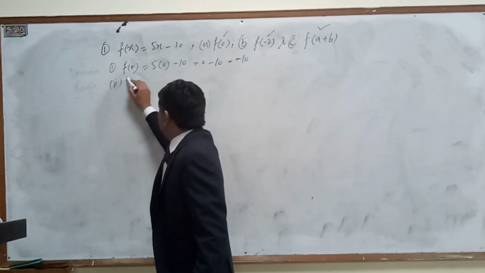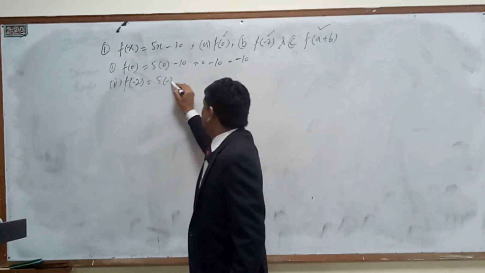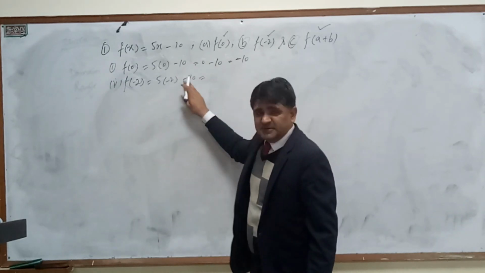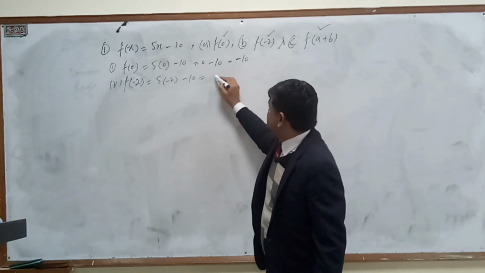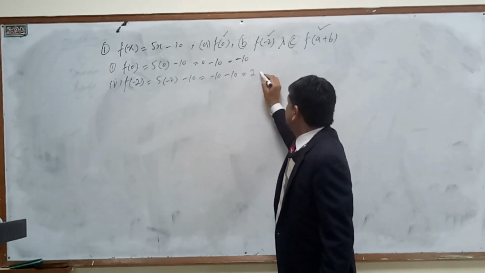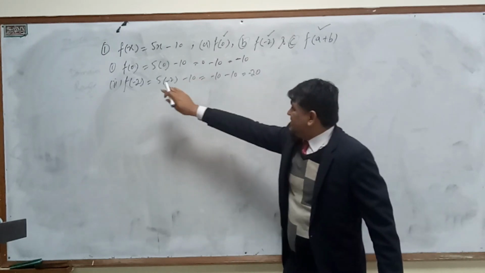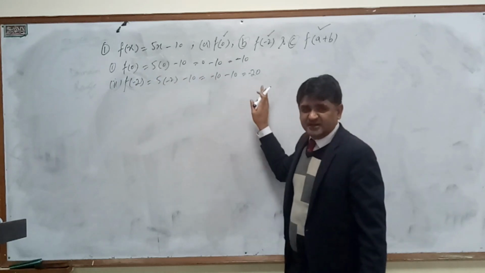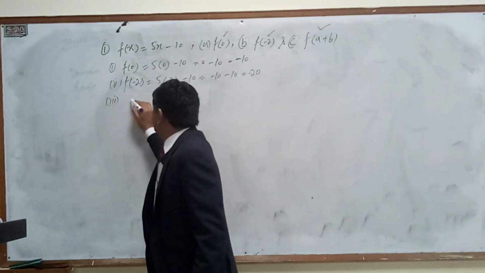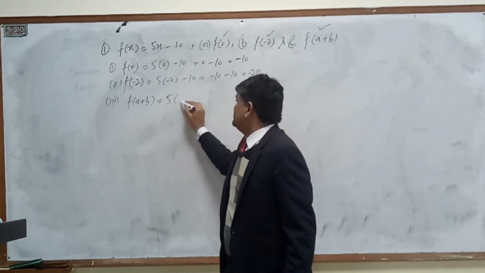So now we place the value of x, that is minus 2, in 5x plus 2. 5 into minus 2 is minus 10, and minus 10 plus 2... Here we can simplify: 5 into minus 2 is minus 10, minus 10 equates to minus 20. Look, the inputs are changed, so the values are getting changed. And the third part is f of a plus b.